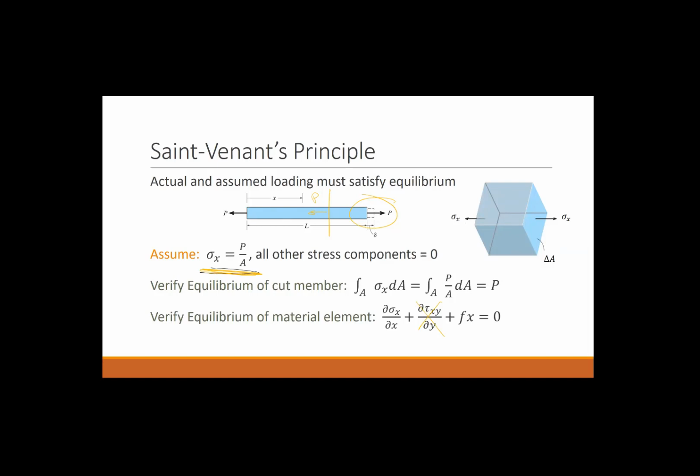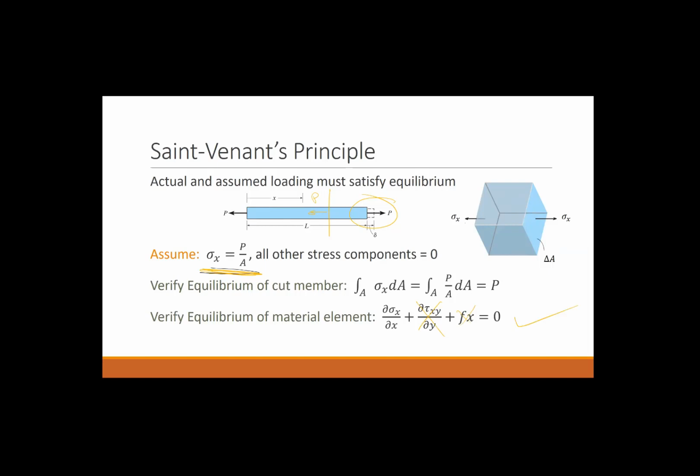I also don't have a body force applied here. This is kind of simplistic because everything we deal with in reality does have a body force, gravity, if not some other force. But we haven't said anything about gravity. So we just have the one component. What's the partial derivative of P over A with respect to x? 0. P over A is a constant. So this whole thing equals 0, therefore I'm in equilibrium.